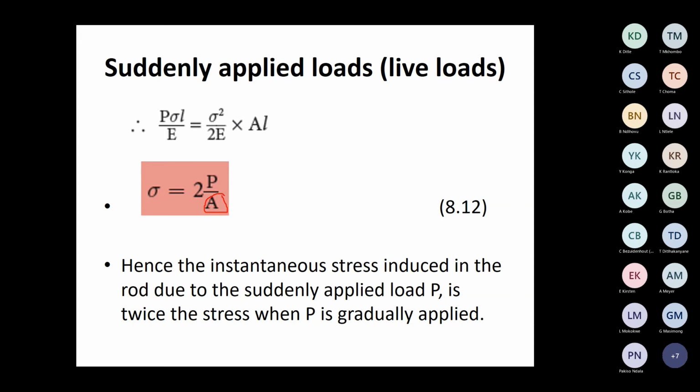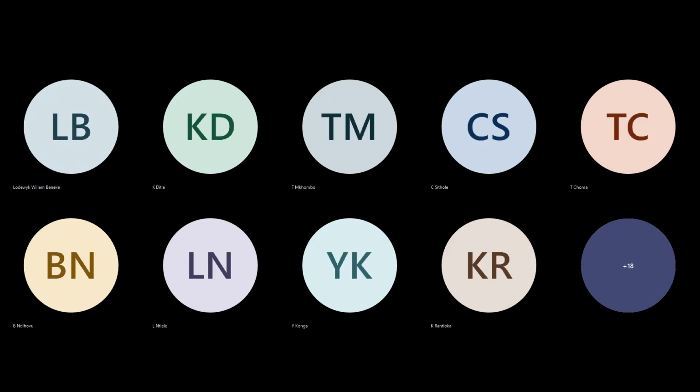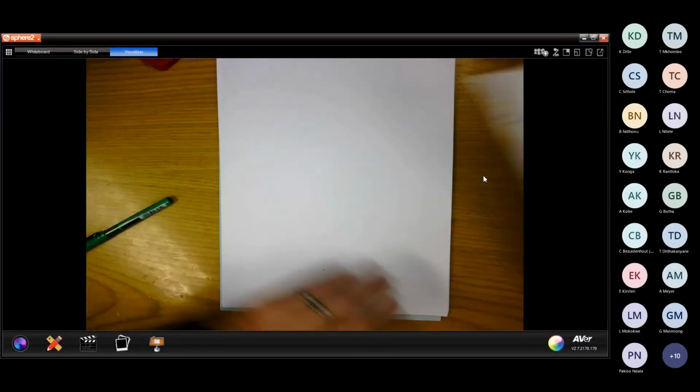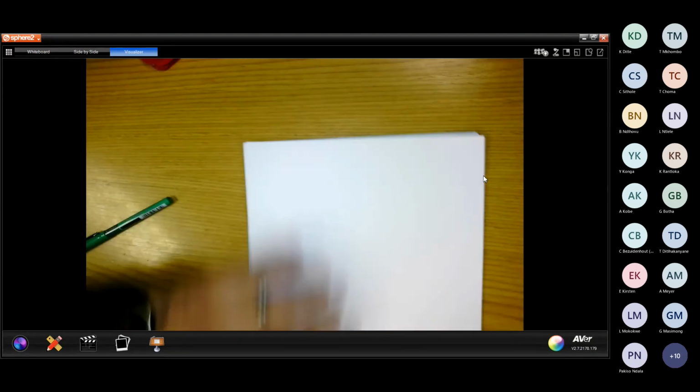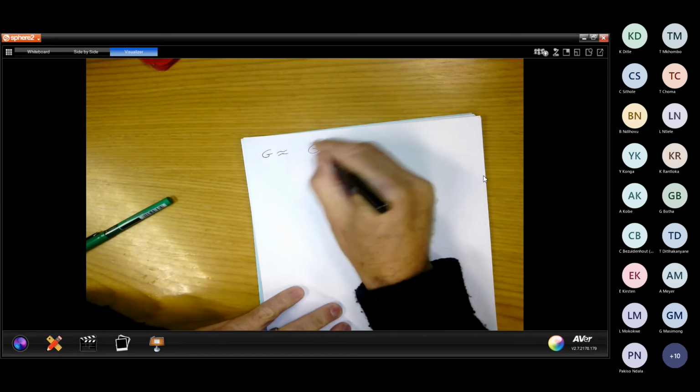Right, that is the three formulas. Before we continue to the example, let us go back. That means, to sum it up, when you have a gradually applied load, stress is equal to force over area.